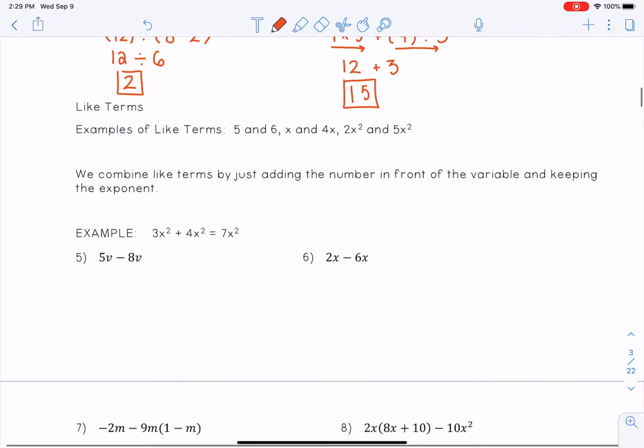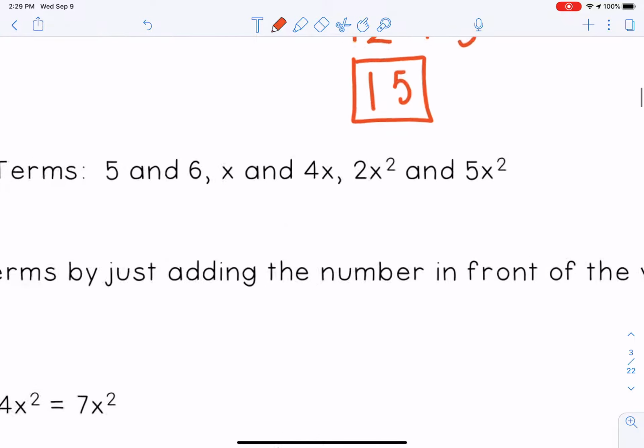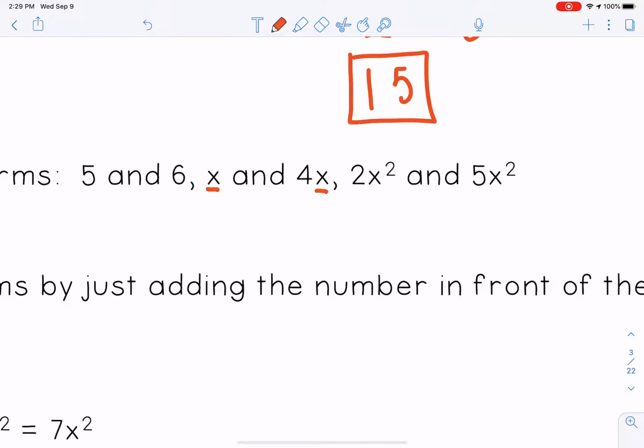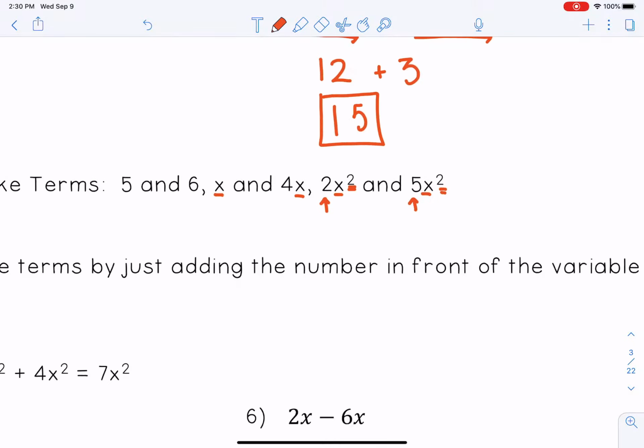Now let's go over like terms. So some examples of like terms, we have 5 and 6, x and 4x, 2x squared and x squared. So as long as we have the same variable like this or the same exponent, it doesn't matter what the coefficient is. So 2 and 5, they can be different.